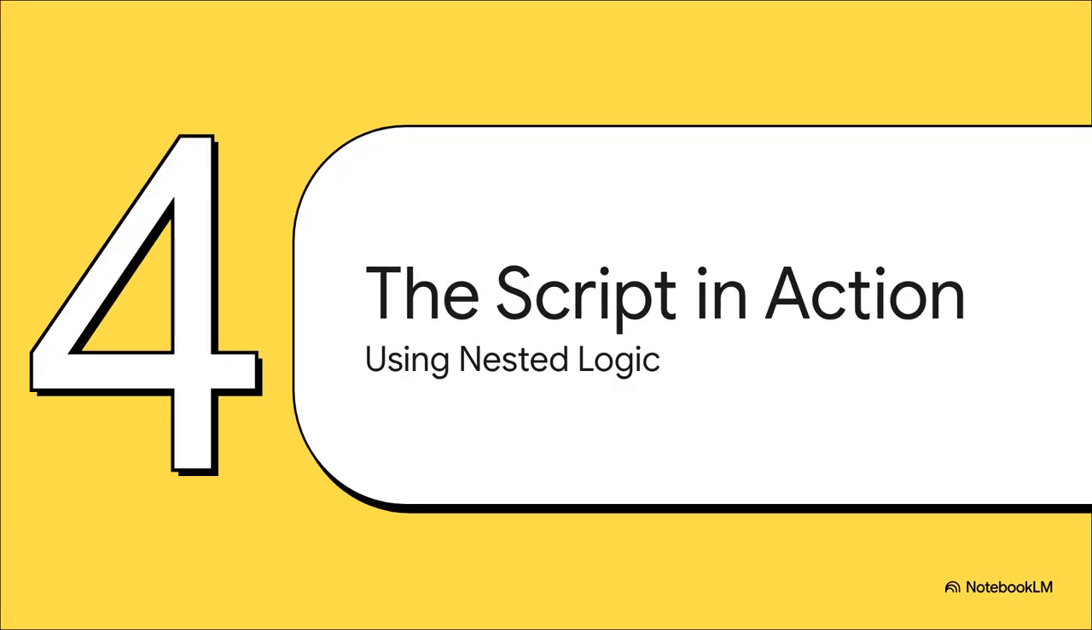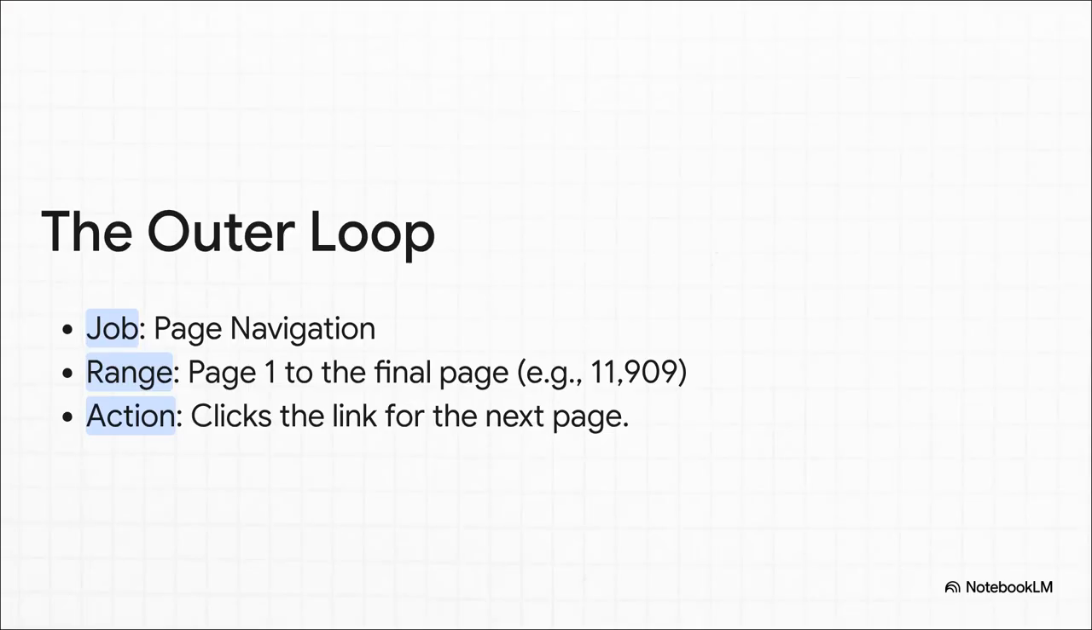Okay, so the plan is ready. We've got our magic number. Let's actually see how the script puts this all together. It pulls off the mission using this really powerful concept called nested logic. First, you've got what's called the outer loop. You can think of this as the master navigator. Its only job is to get from page 1 all the way up to our grand total of 11,909.